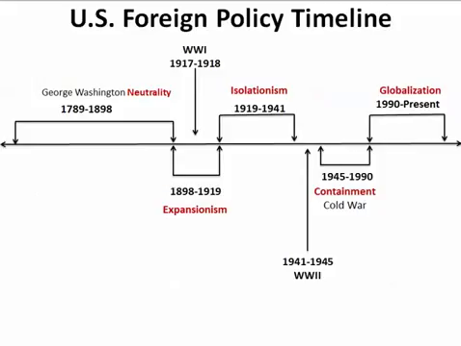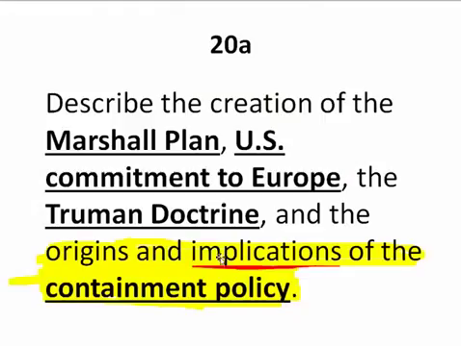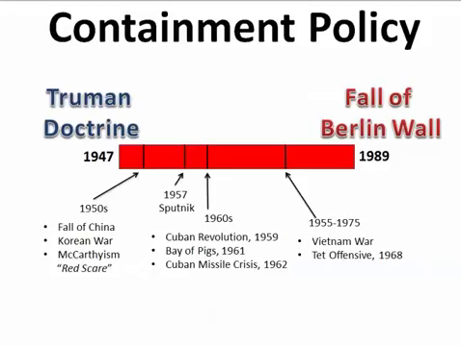Okay. So here we see our foreign policy changed from isolationism to containment. Now we're going to look at the impact or implications of the containment policies. In the next series of videos, we'll talk about how the containment policies through the 50s, 60s, and 70s, all the way up to 89, are going to cause certain incidents to happen.